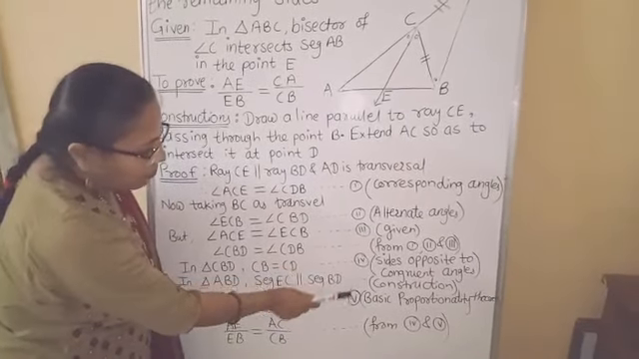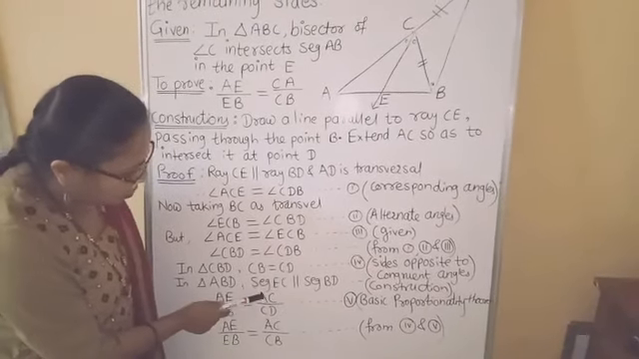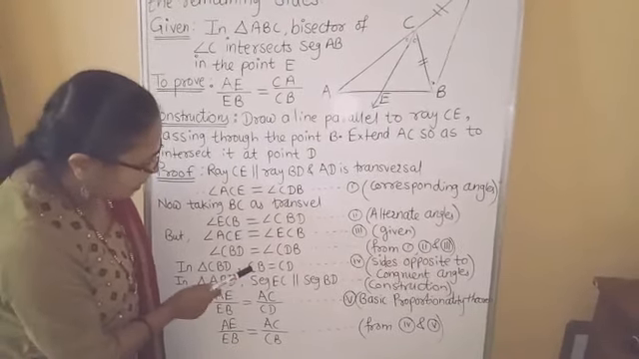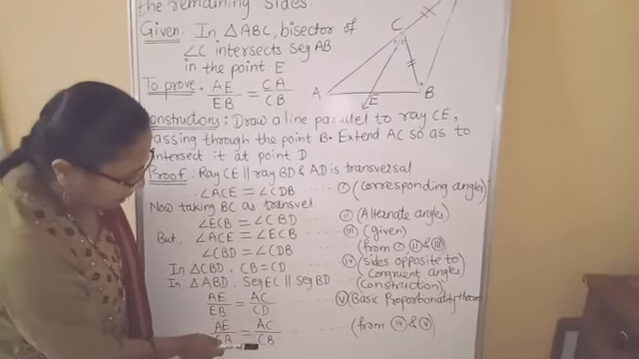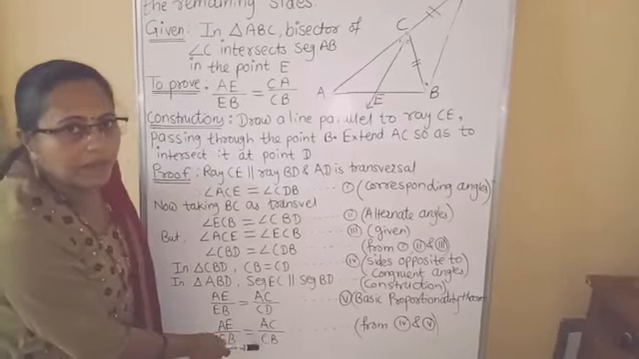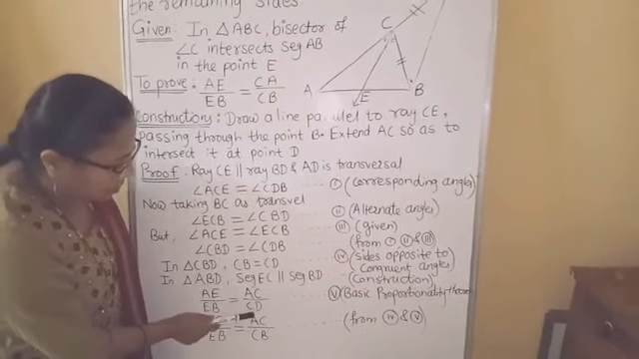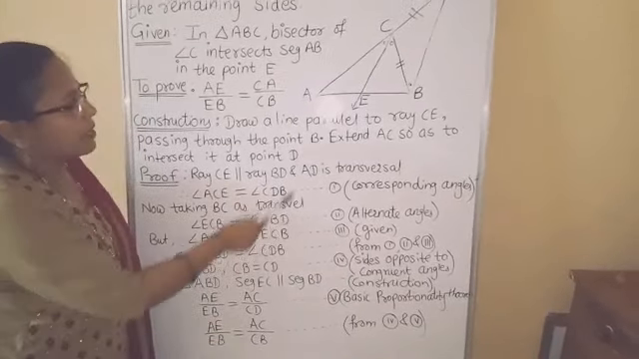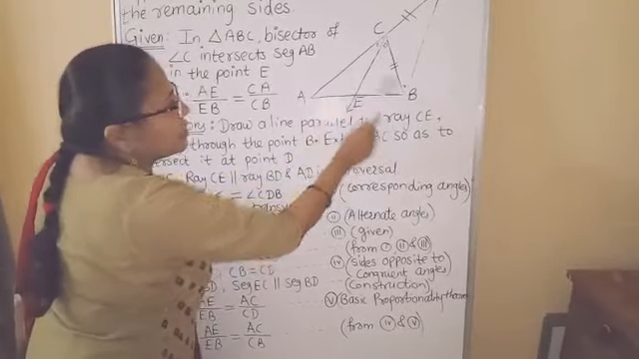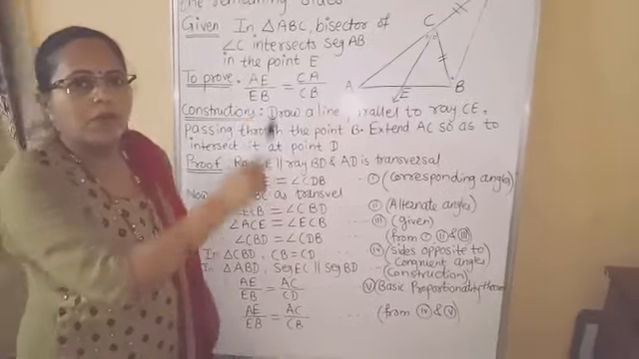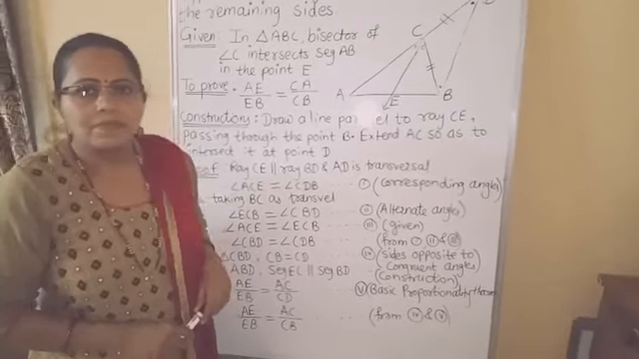Now observe fourth and fifth statement. Here AE upon EB is equal to AC upon CD but CD is equal to CB. So instead of CD we can substitute CB. So that we will get ratio AE upon EB is equal to AC upon CB. So this way we can prove the angle bisector property. Understood?